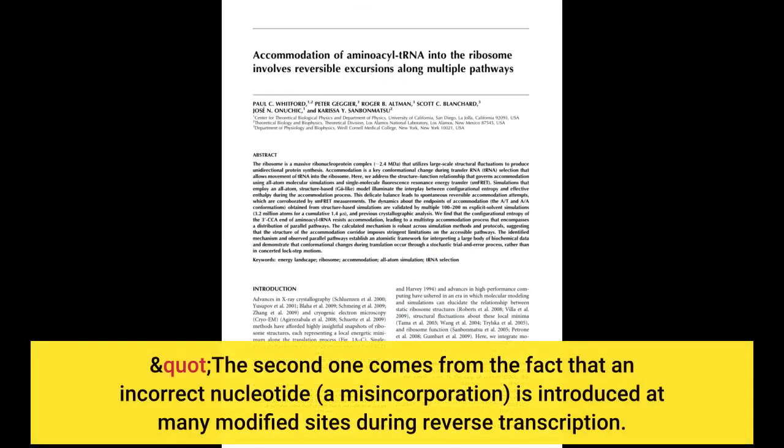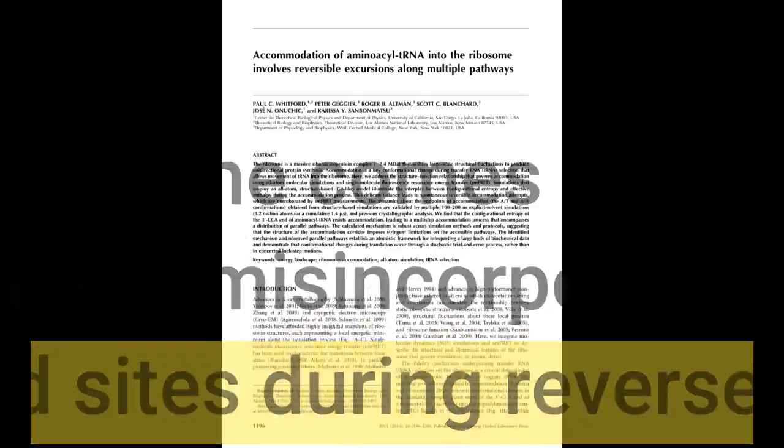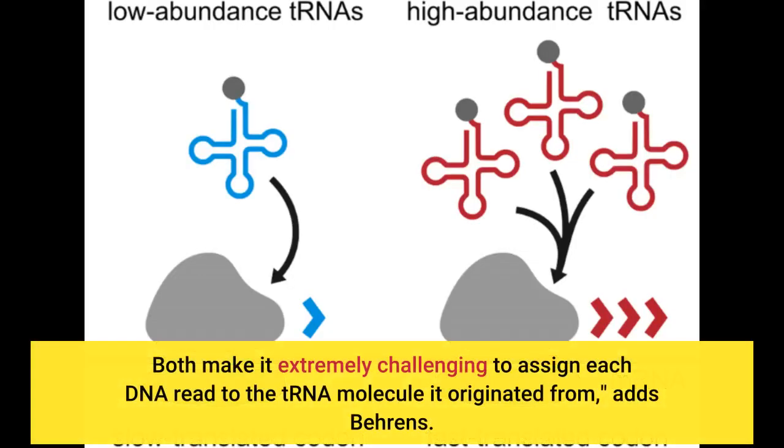The second one comes from the fact that an incorrect nucleotide, a misincorporation, is introduced at many modified sites during reverse transcription. Both make it extremely challenging to assign each DNA read to the tRNA molecule it originated from, adds Behrens.